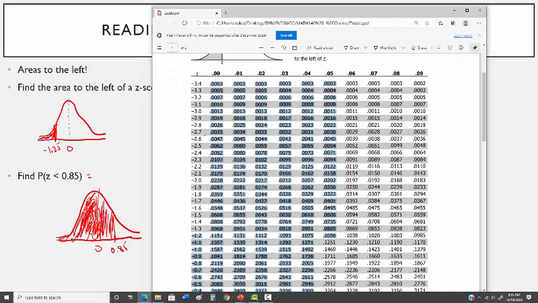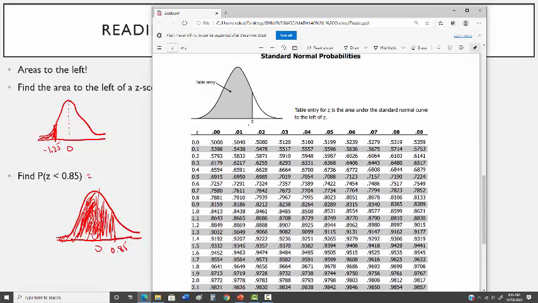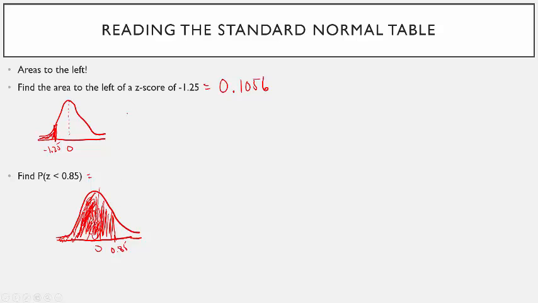Well, now it looks like a positive number. So I'm going to go over here on this side. First two digits are 0.8. That's 0.8 right here. And then the last digit again is a 5 up here. So 0.8, and I'm going to scroll over to 5. And that area is 0.8023. And that's it. So reading areas to the left is a piece of cake.